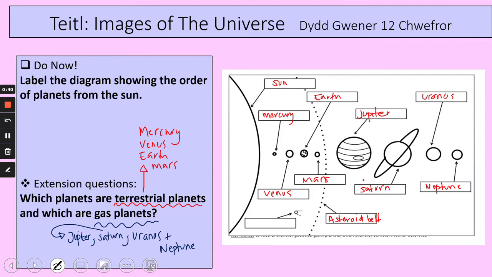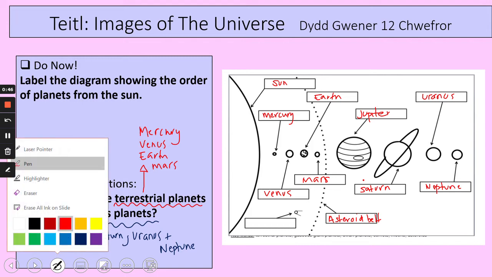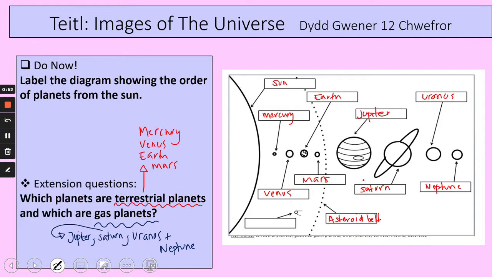Okay, so for labelling the diagram, you should have said that the first one is the Sun. And then, after the Sun, the closest planet is Mercury, followed by Venus, the Earth, Mars, Jupiter, Saturn, Uranus, and Neptune. And then between Mars and Jupiter, we have our asteroid belt.